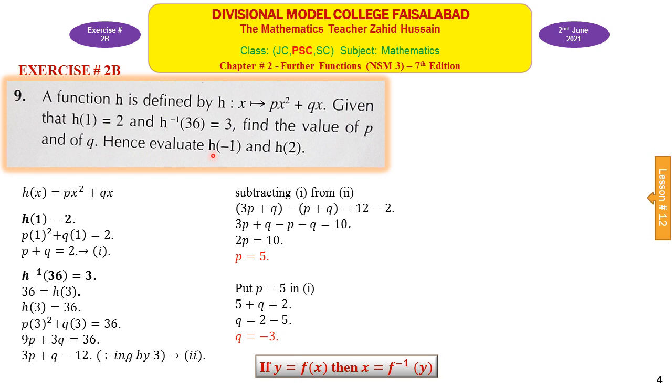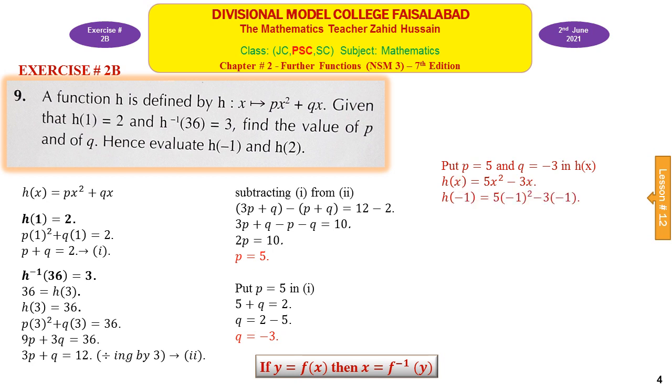Hence, evaluate these two. So to find the value of this function when x is equal to minus 1 and x is equal to 2, we will replace p and q in the original function by the values 5 and minus 3. So our new function will be h of x is equal to 5x square minus 3x.